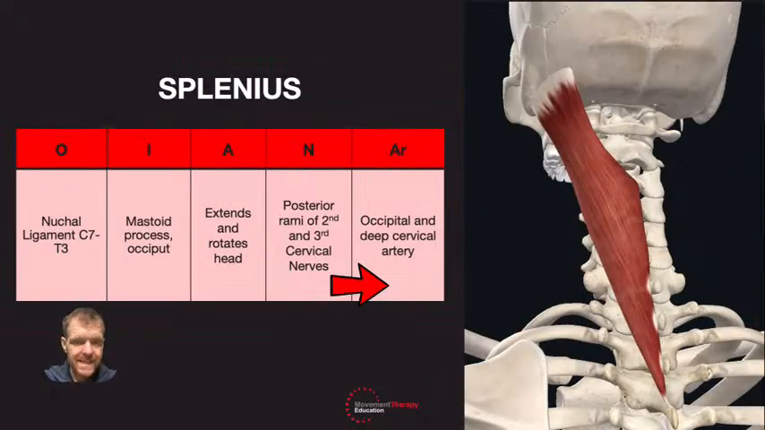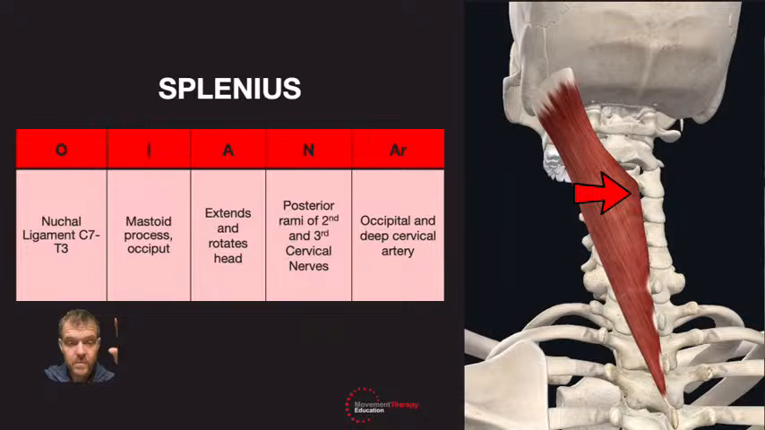Then we've got this one, splenius. Origin is the nuchal ligament, C7 down to T3. The nuchal ligament will be around about here, and then it attaches onto the mastoid process, which is just behind your ear, and then the occiput, which is the base of your skull, which we've been looking at. Again, extension and rotation of the head, and it's on top of your oblique muscle, the suboccipitals. And that's quite a big muscle as well. So if the action is to extend and rotate, you will activate this muscle too.